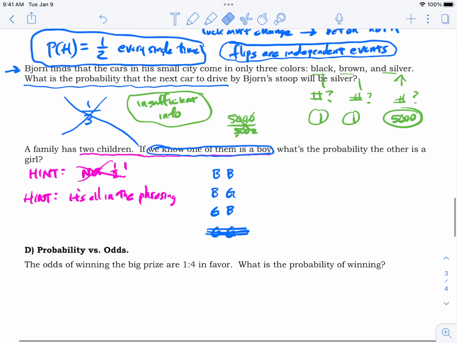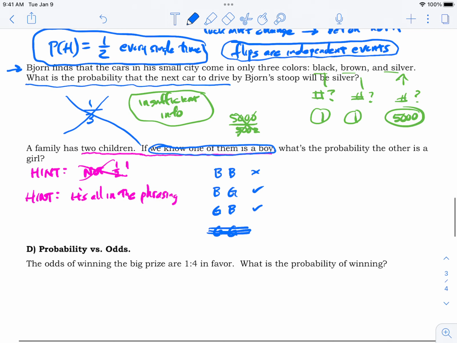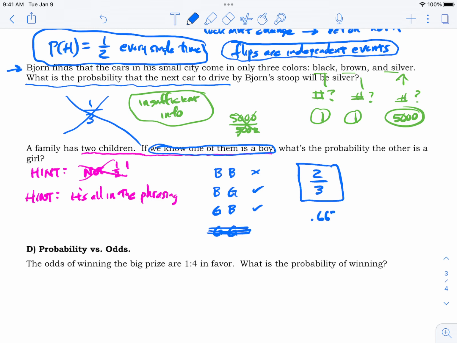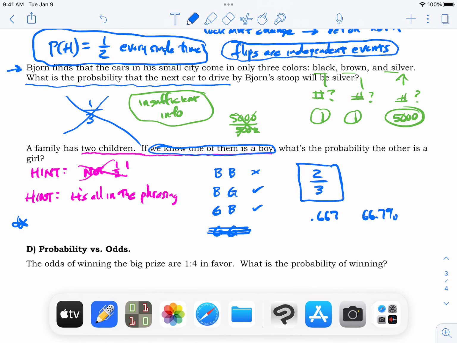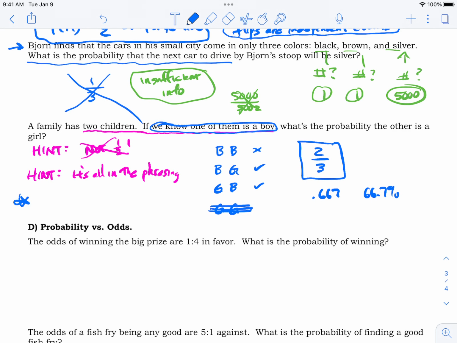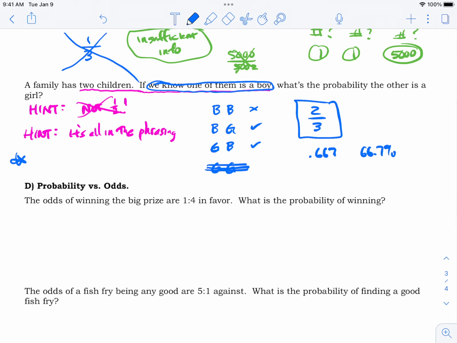So now the question: what's the probability the other is a girl? This one has a boy and the other one's a girl. This one does too. This one doesn't. They're both boys, so you don't have a girl at all. So notice that the probability is actually 2 in 3. How about that? Whoa! As a decimal, 0.667. As a percent, 66.7%. Oh, I love that one. Usually I love the problems that took me a long time to figure out myself. Then I see it and I go, oh! And then I kind of fall in love with it.